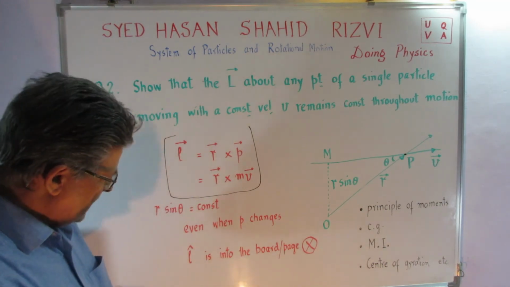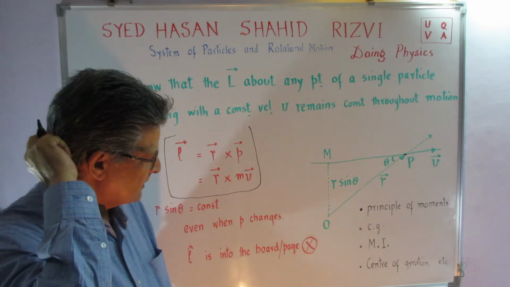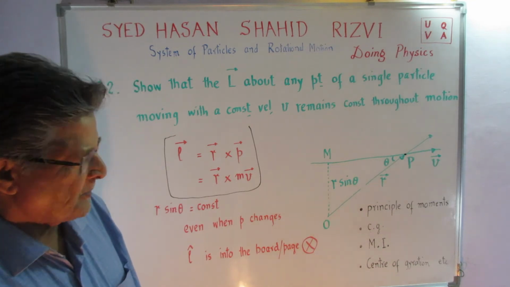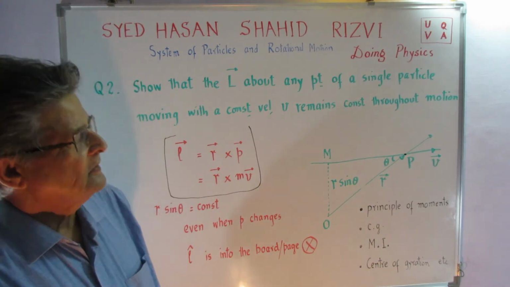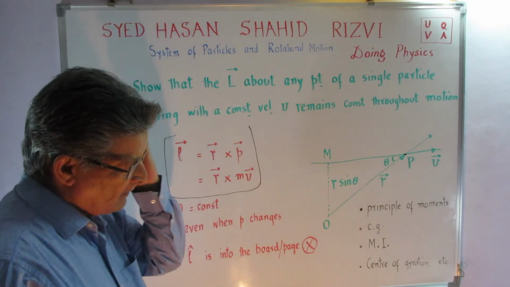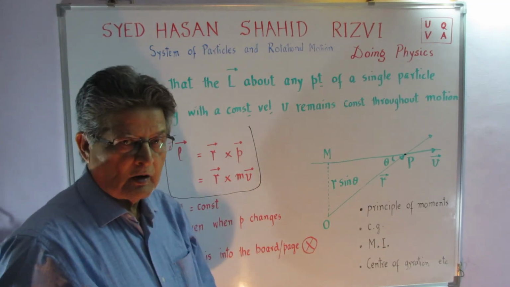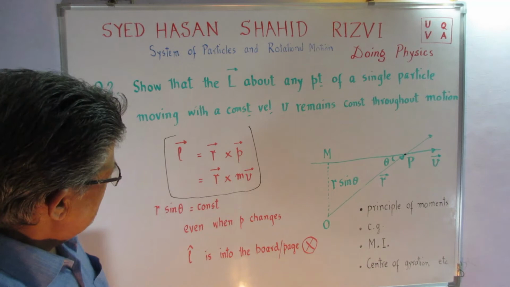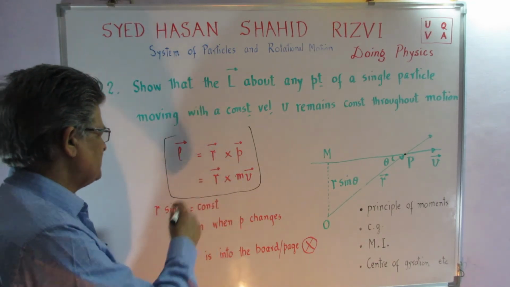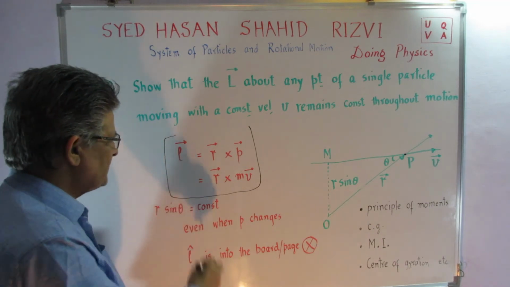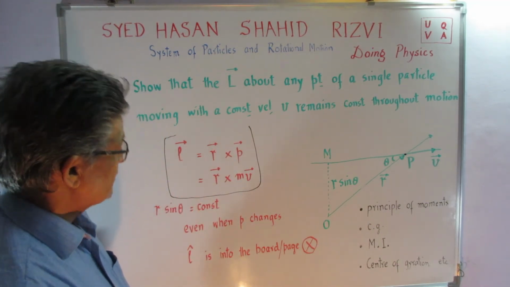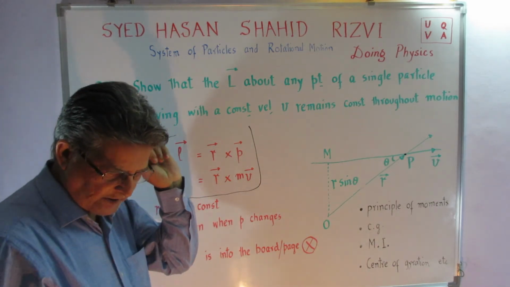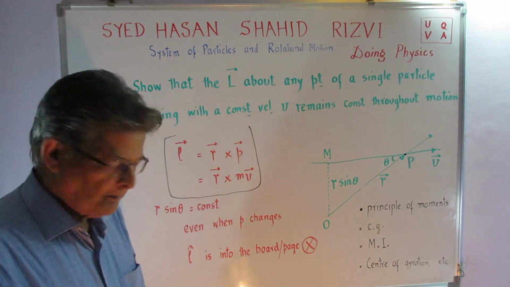Often it is said that a particle is moving parallel to the x-axis, or parallel to the y-axis, or parallel to the z-axis, and it moves with a constant speed or velocity. What will happen to the angular momentum of the system? Here, as I said, I can write it as r sine theta into p, cross p. So when I am talking about the magnitude, it is r sine theta into p.